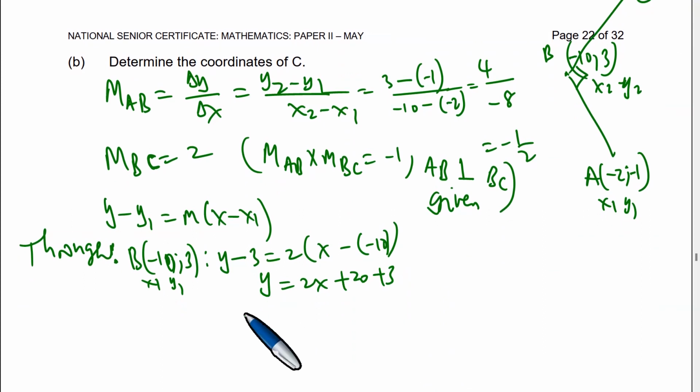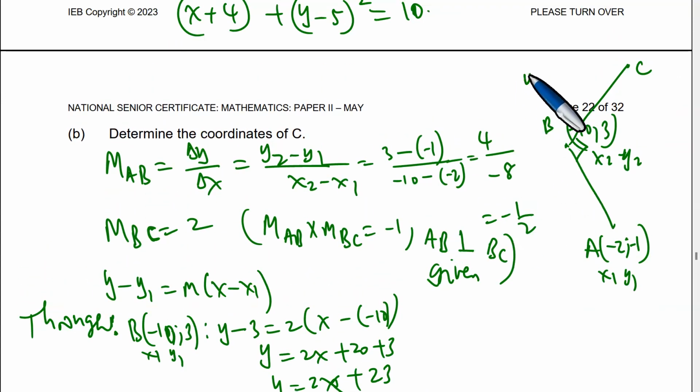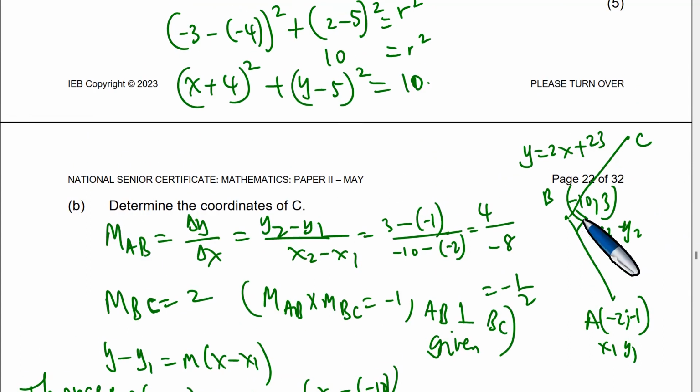Okay, and then what is this? It is y equals 2x plus 23. And this gives us the equation of the line BC: y equals 2x plus 23. But now I want to find the coordinates of C, so it's a point of intersection. We can find the equation of the other line, AC. So what is the gradient of the line AC?